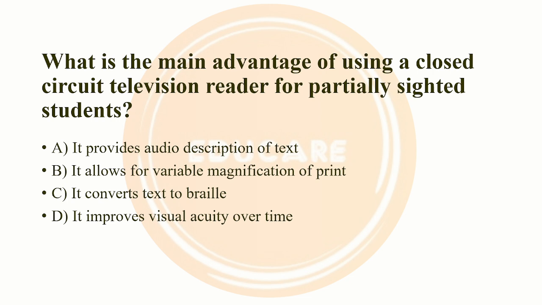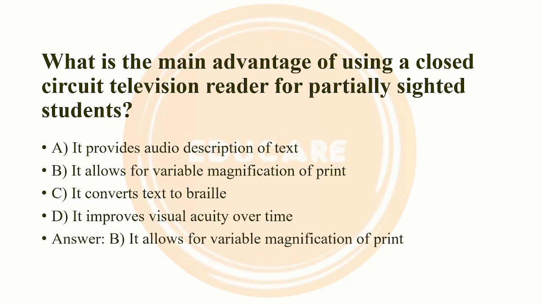What is the main advantage of using a closed circuit television reader for partially sighted students? Options: it provides audio description of text, it allows for variable magnification of print, it converts text to braille, it improves visual acuity over time. The answer to this question is option B, that is it allows for variable magnification of print.